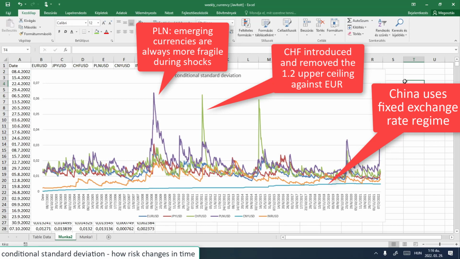Also here we can see the Polish zloty. So emerging currencies always have the tendency to have way more dramatic reactions to shocks. So here we can see that if we have any kind of emerging currencies, then volatility will be way higher than the euro, US dollar, or other developed currencies. If there is no shock, then we can see that, oh, they are behaving the same, so it doesn't matter.